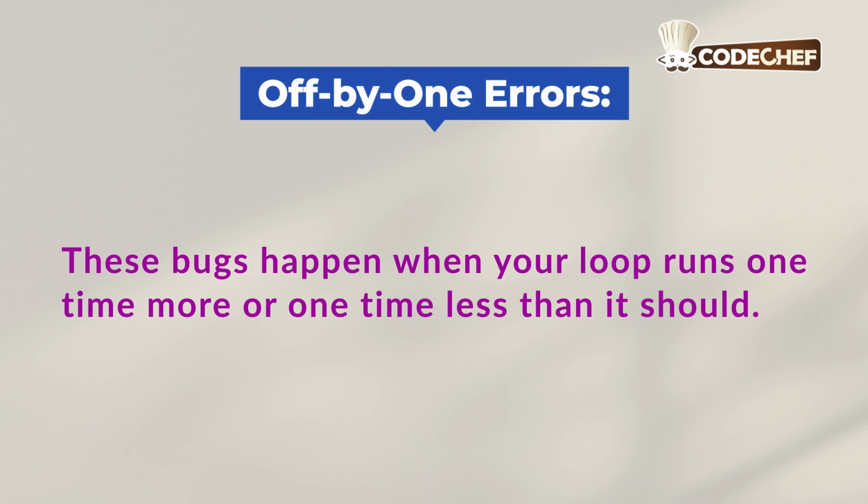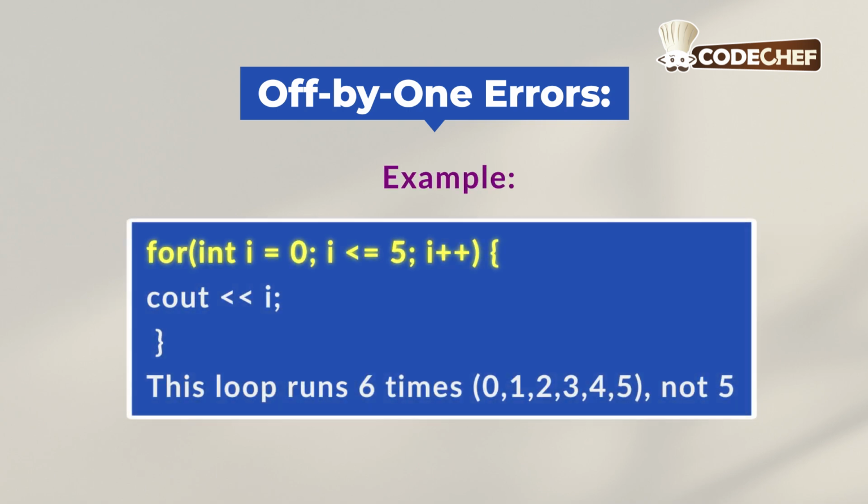These bugs happen when your loop runs one time more or one time less than it should. For example, for (int i = 0; i <= 5; i++) { cout << i; }. So here we are starting the value of i from 0.